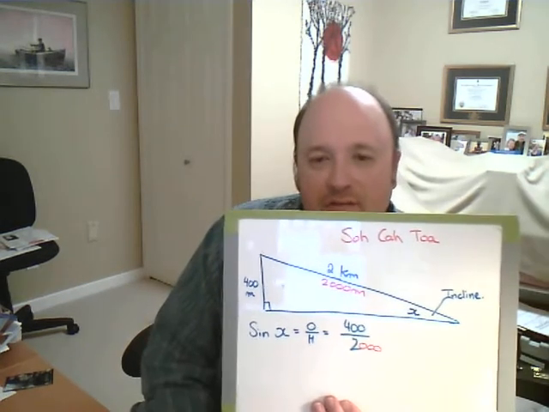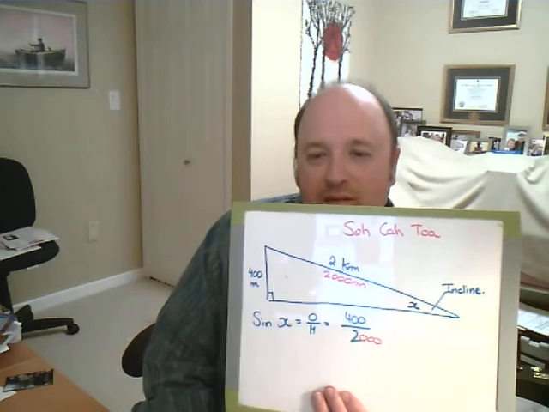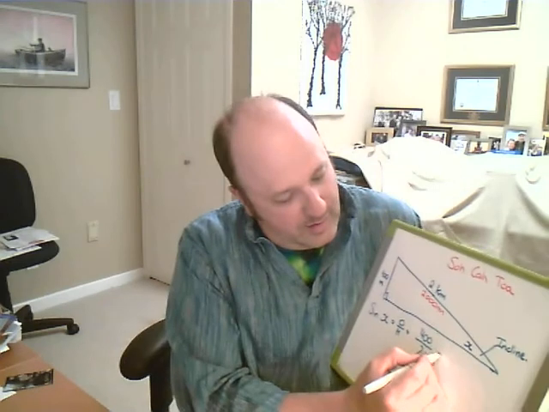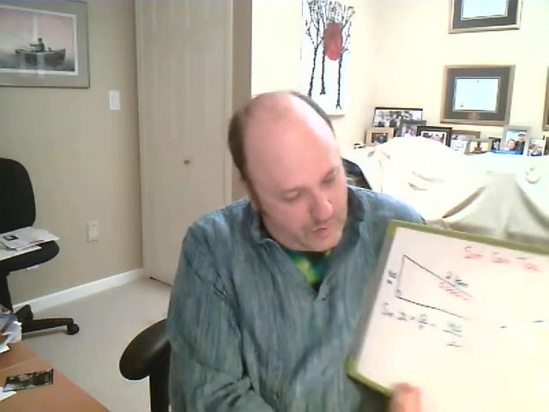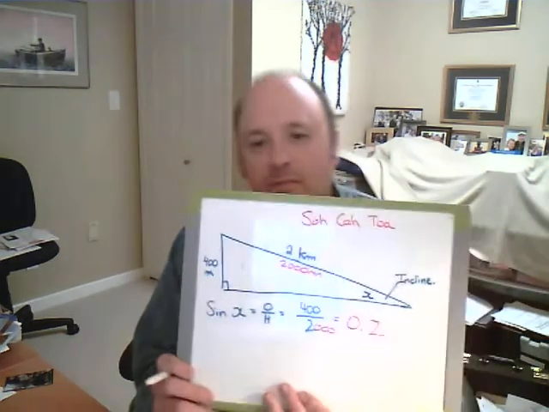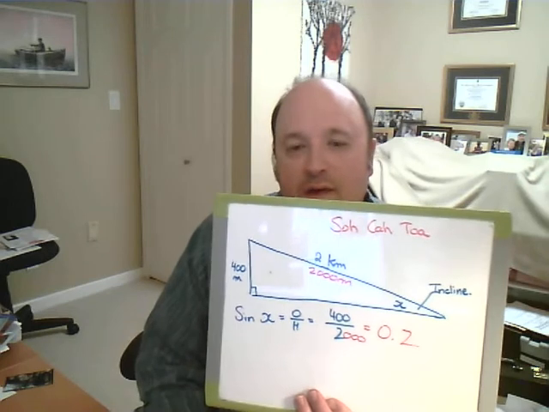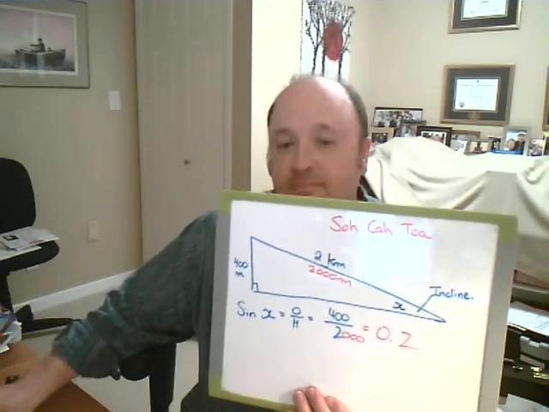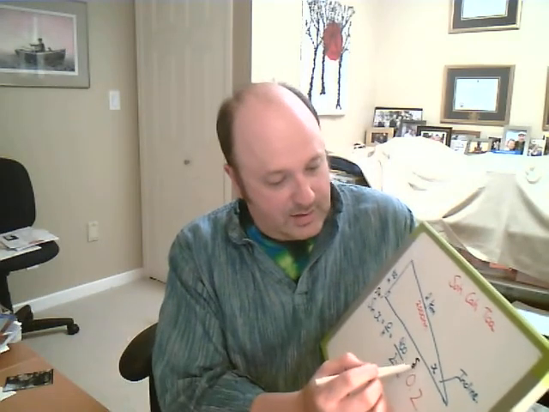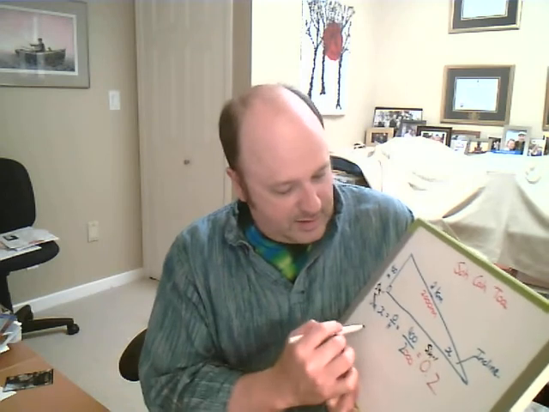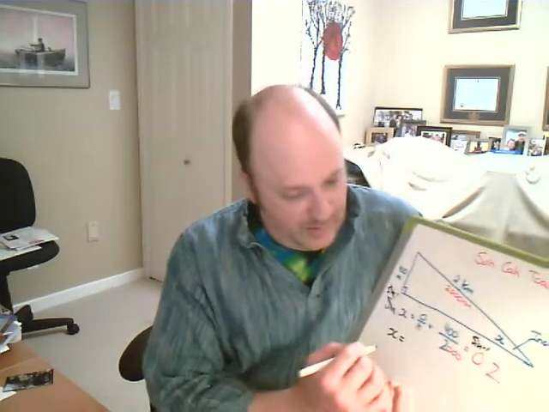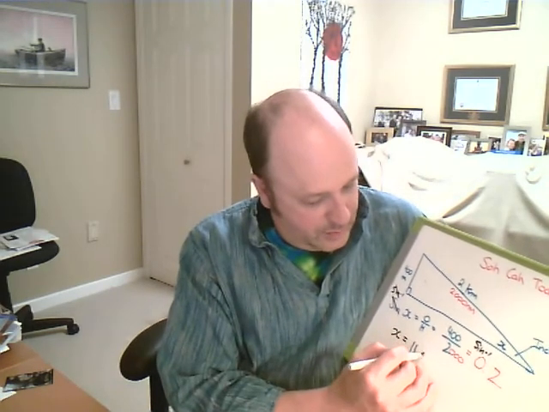Okay, no big deal. Right now I've made that change. So I've got to calculate what 400 divided by 2,000 is. And if you do that on your calculator, that comes out to 0.2. Okay, so now I've got to do the inverse sine to both sides. Right, cancel out sine. I got to go sine to the -1 over here. And those guys cancel. And I get 11.5 degrees.